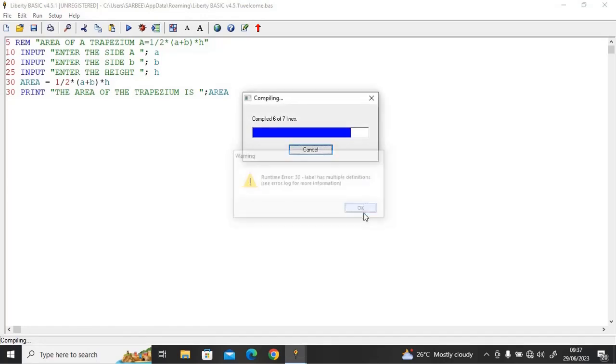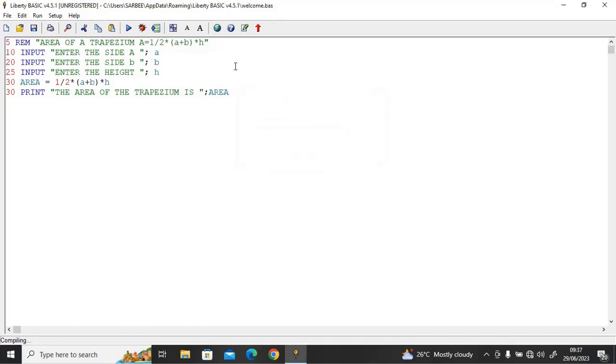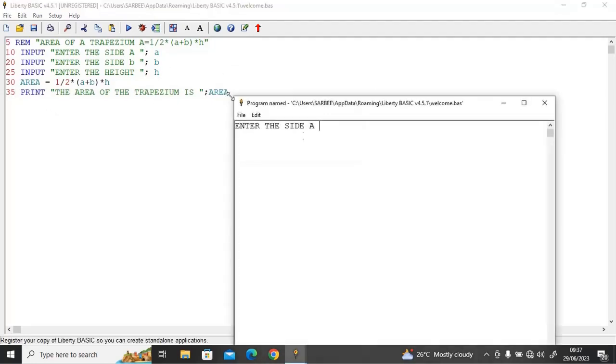There's an error somewhere. Okay, we used the same line number. Sorry, my bad. We shouldn't do this. So let's run this. The program is yelling at us. Let's say side A, which is always small, is 4. Side B is 5. Then the height, let's say the height is 3.